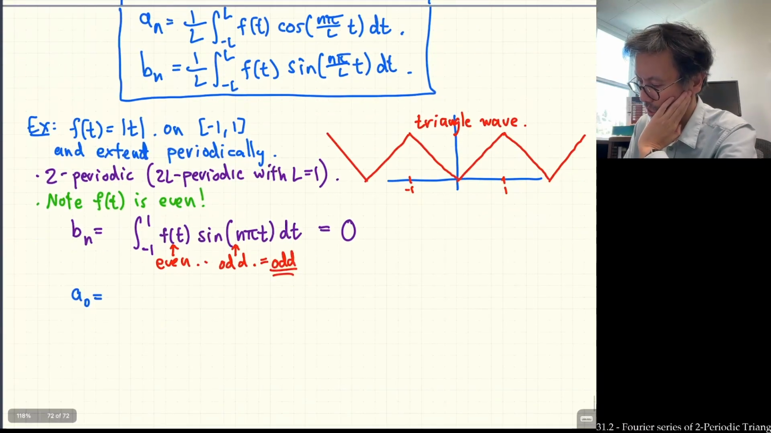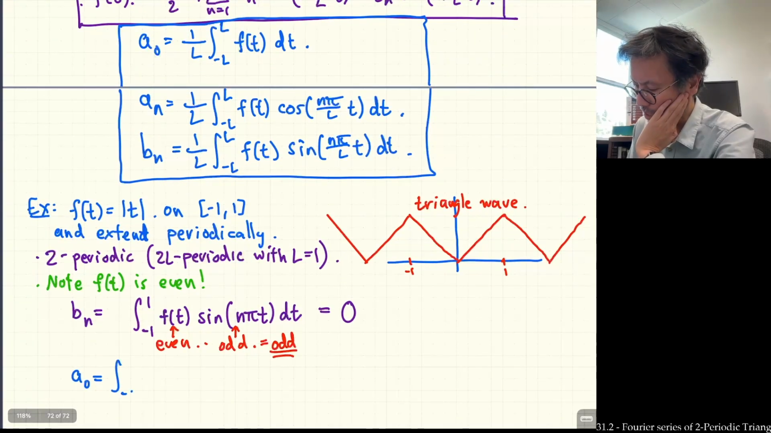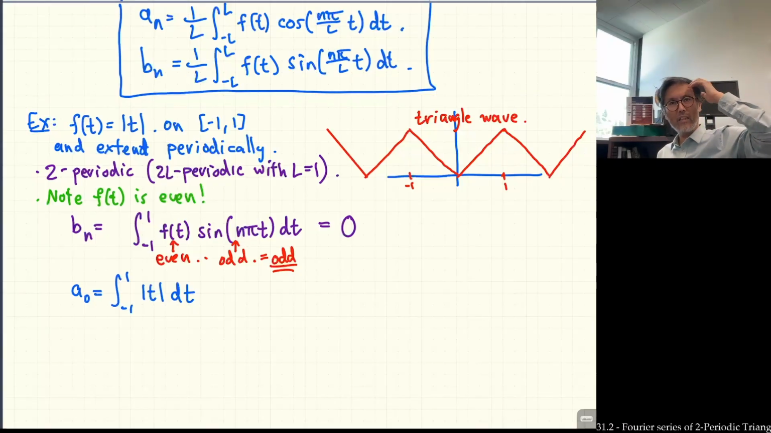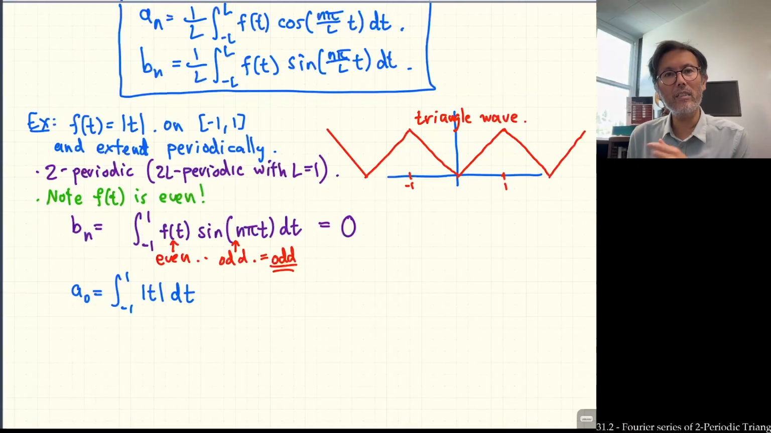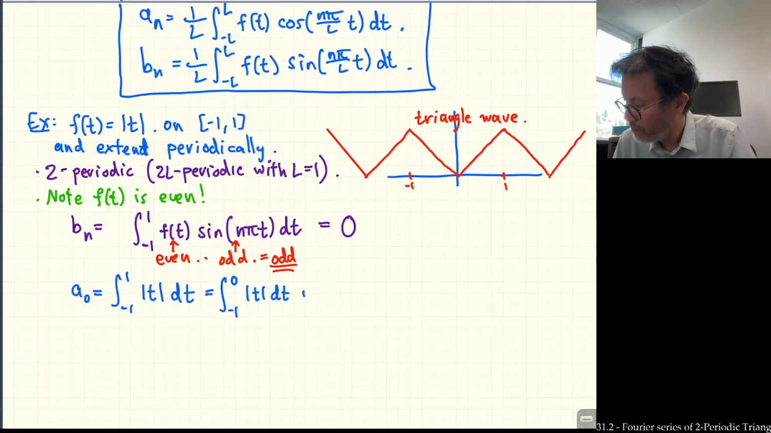So we're going to write 1 over 1, which is 1, and I'm not going to write the 1 because that's humiliating, times the integral from -1 to 1 of f of t, which is the absolute value of t, dt. Now, I don't want you to think very hard about this. In principle, because the absolute value of t is naturally a piecewise defined function, you're going to have to write this as the sum of two integrals.